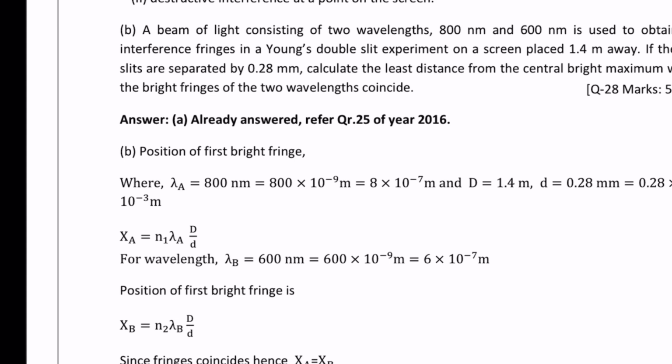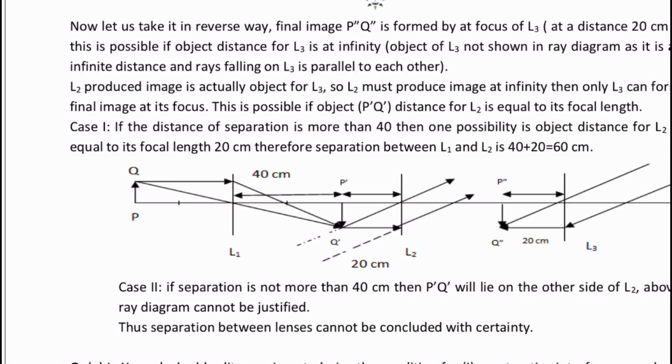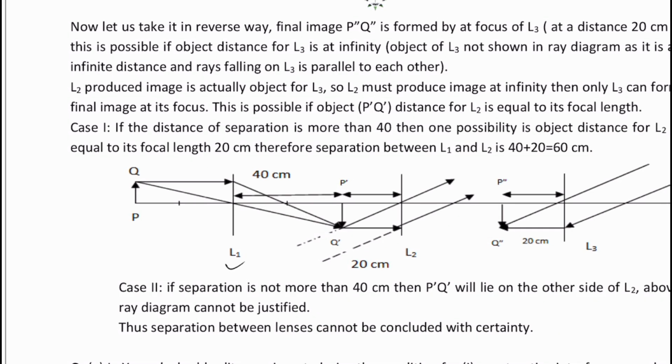So draw this diagram here. This is the image of the first lens. Then this image serves as the object for the second lens. And the image formed by the second lens will serve as the object for the third lens. This is how we have to calculate.